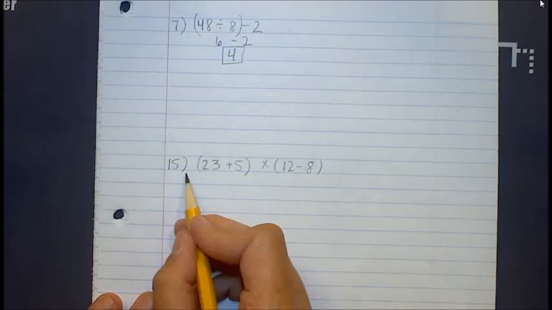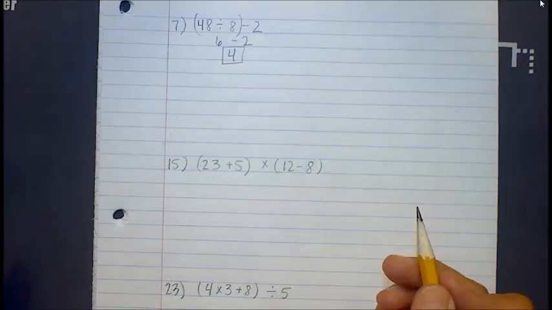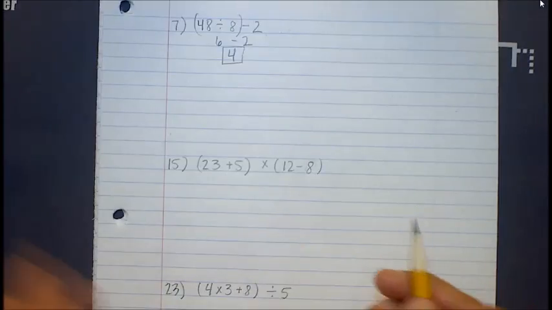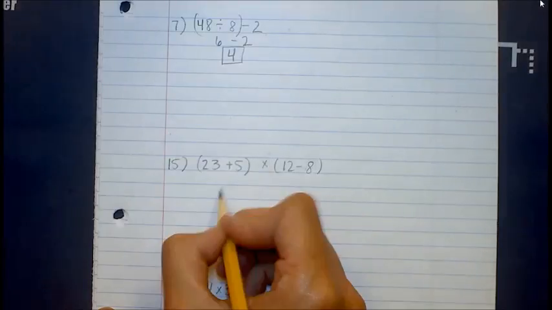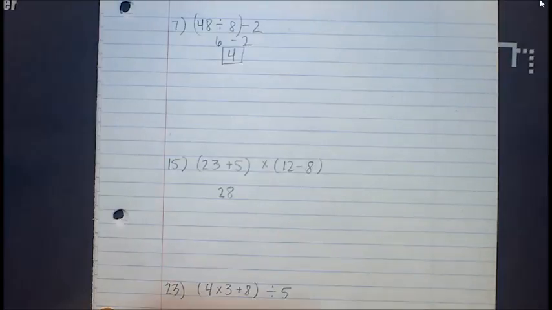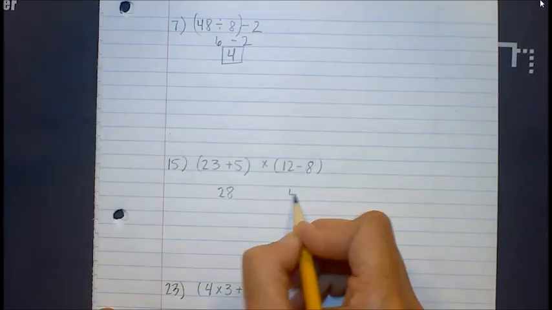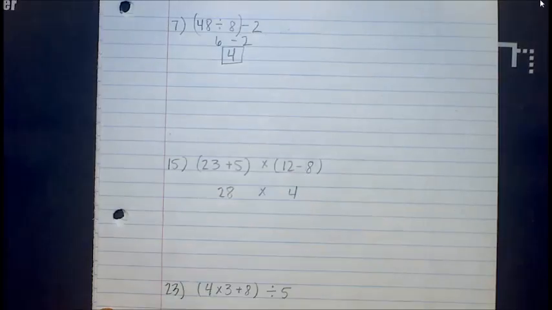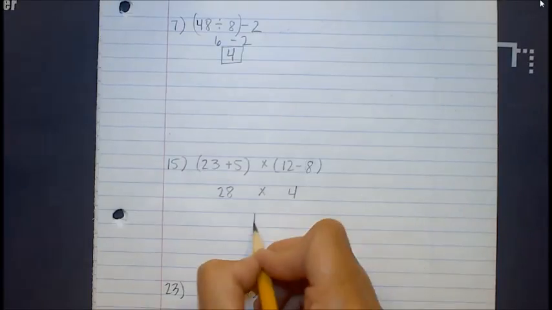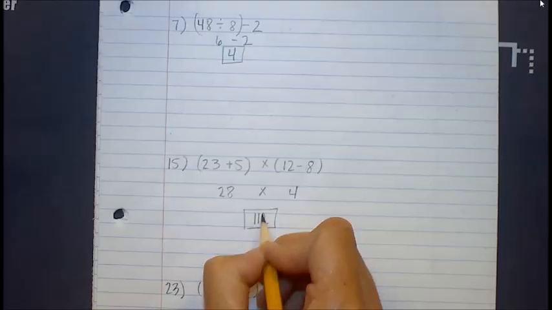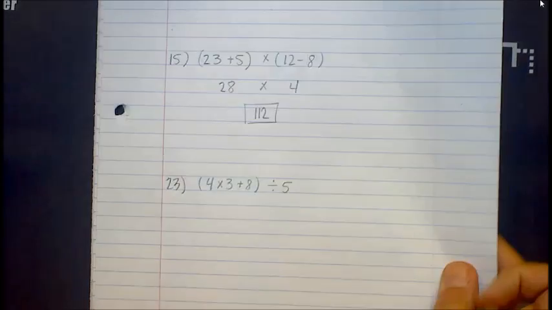Number 15. We do have parentheses, right? Where do we start? Left to right all the time, right? So 23 plus 5. Let's start here. This is going to be 28, right? And then 12 minus 8. It's going to be 4. And then we put the multiplication in between. What's our answer? 28 times 4. Say it again. 112. 112. Excellent.